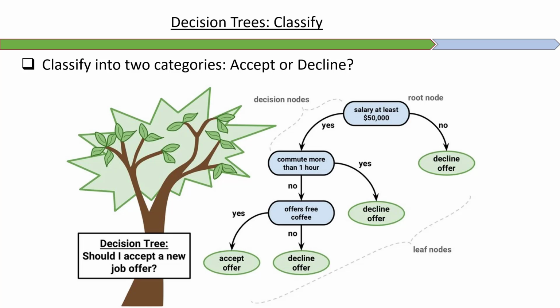The green oval shaped symbols here, they represent whether you accept or decline the offer, and they are called the leaf nodes. Once you have reached the leaf nodes, the decision tree ends at that point.